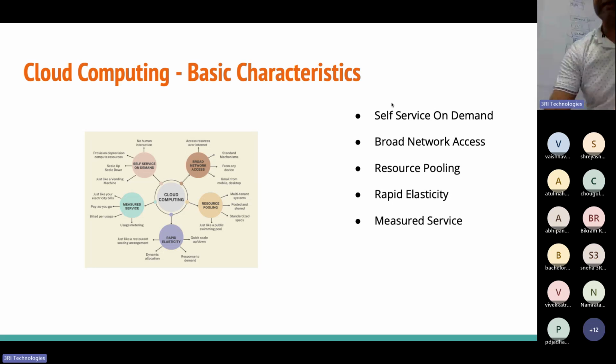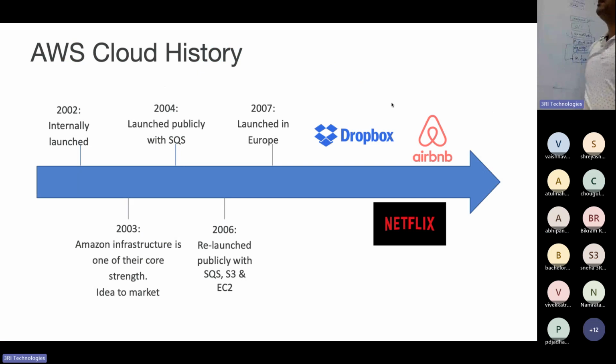Now, something about AWS. So we learned about cloud computing in general. Now we are going into the specifics. So the AWS cloud history, we are going to start. Very interesting history. Where do you think AWS wrote its first service? Where? Location. Can you guess?